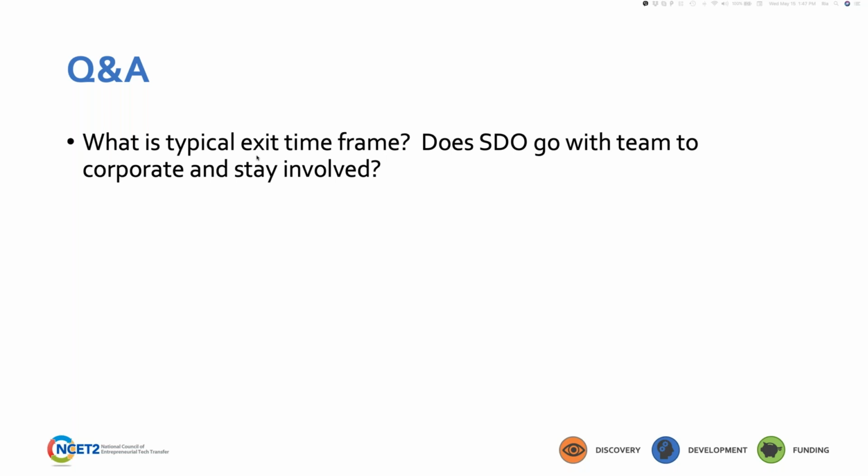This next question is actually interesting. That's why I think we need to put it on. This is a question that's typically asked, not just by SDOs, but by startups too. What is the typical exit time frame? Does the SDO go with the team to the corporate and stay involved? So the time frame we try for is 3 to 5 years. Obviously that flips, but that's what we try for.